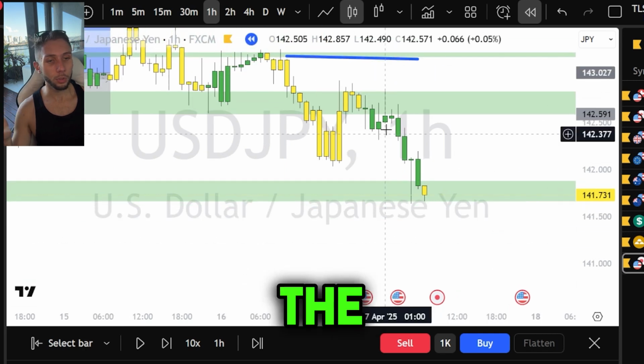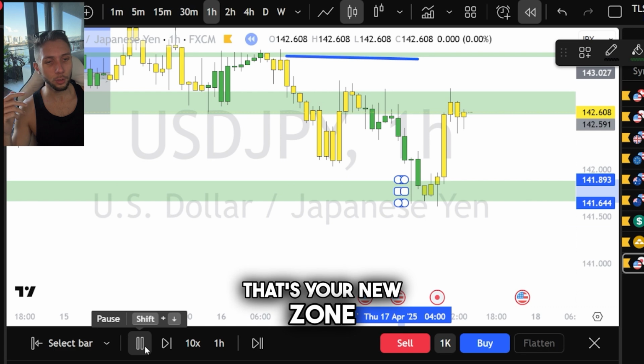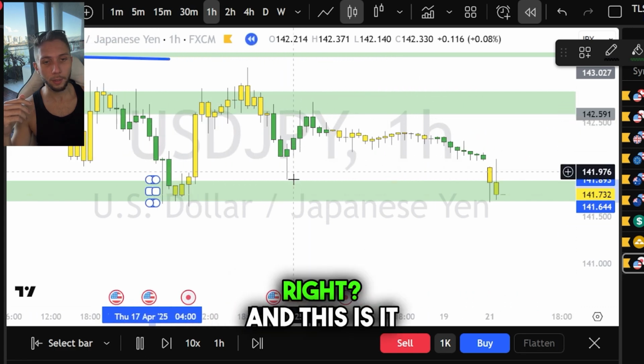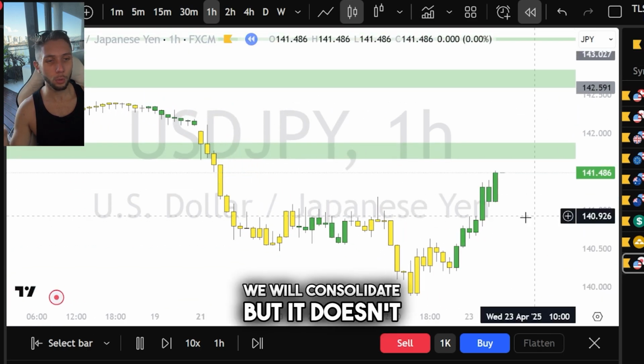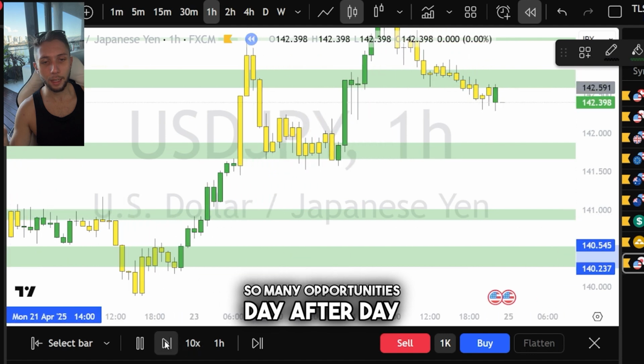So you basically just draw the zones as they form, like this one here. We took price from here to here, perfectly. That's your new zone. And you just wait for price to keep moving from zone to zone, right? And this is it, from a zone to a zone. Now some days we will consolidate, yep, but it doesn't matter because you have so many opportunities day after day.